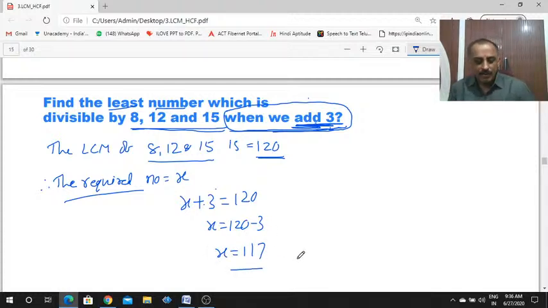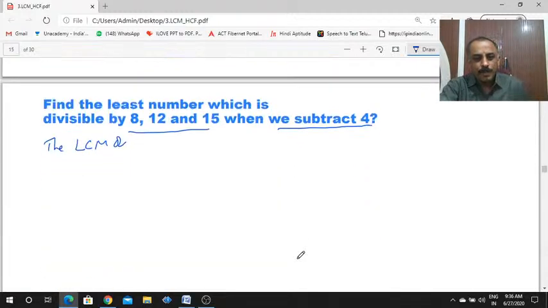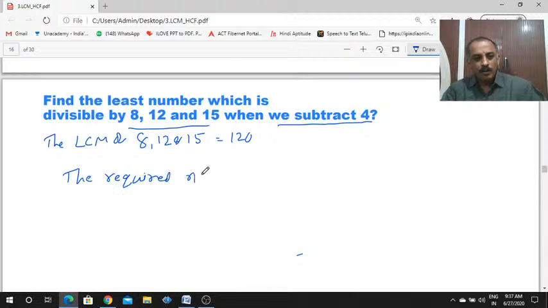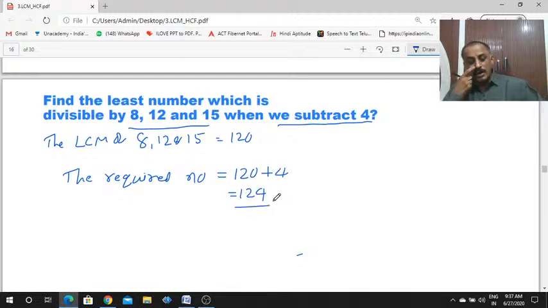Okay. Now is it clear? Akshita? Add 3. Okay, now the present question, the LCM of 8, 12 and 15 is 120. The required number is 120. If subtract is there, add the 4. 120 plus 4, 124. So 124 is your answer. Now, if you subtract 4 from 124, it will become 120. 120 is divided by 8, 12 and 15. Okay.